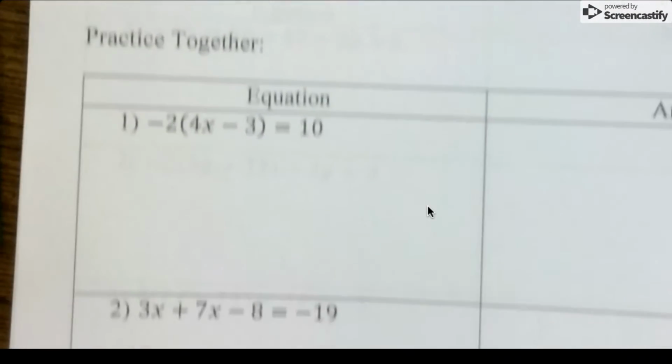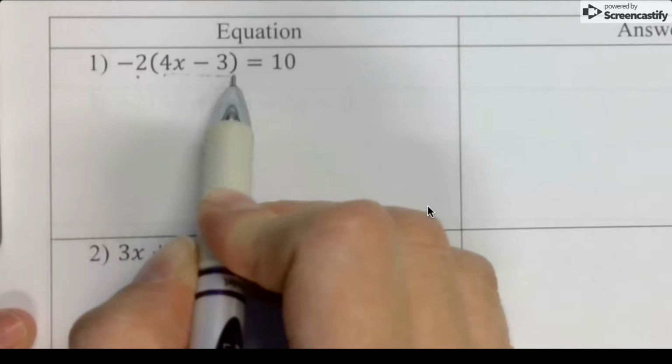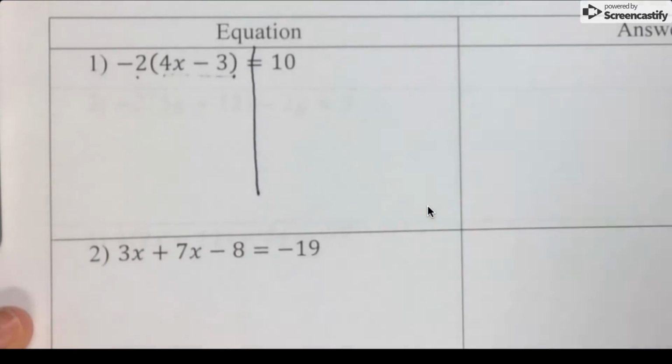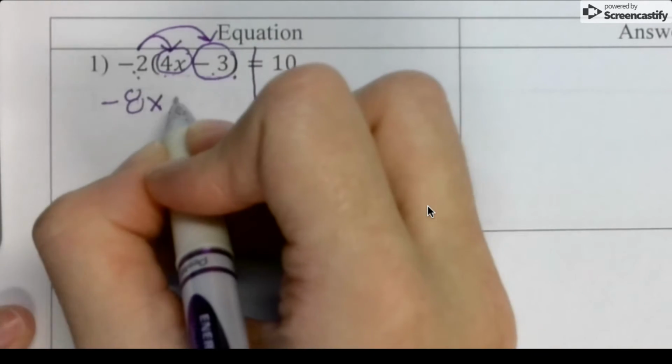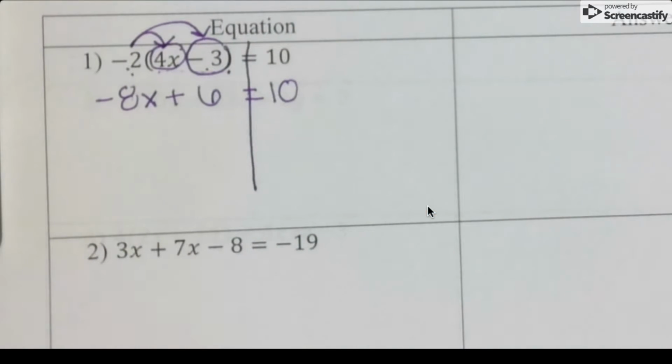So, let's do some examples. We have -2 times the quantity 4x minus 3. That all equals 10. So I'm going to draw my barrier. Then I'm going to distribute. So -2 times 4x gives me -8x. Then -2 times -3 is 6. And then that whole thing just equals 10.